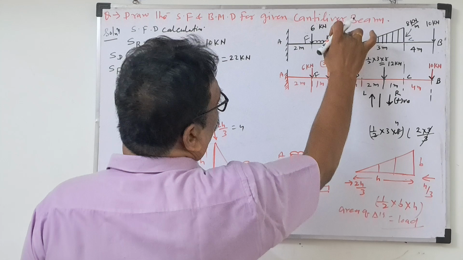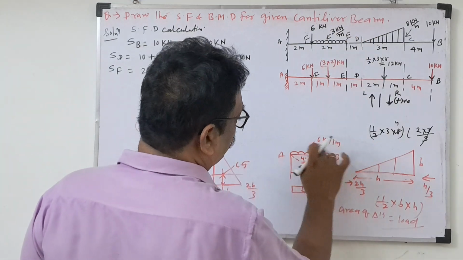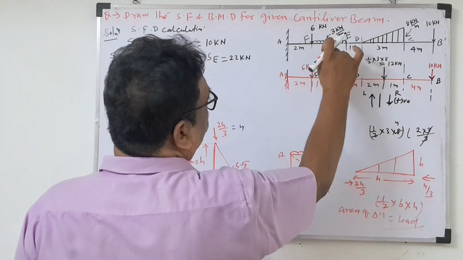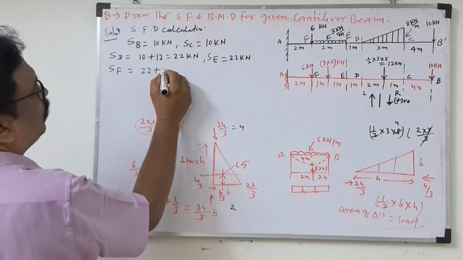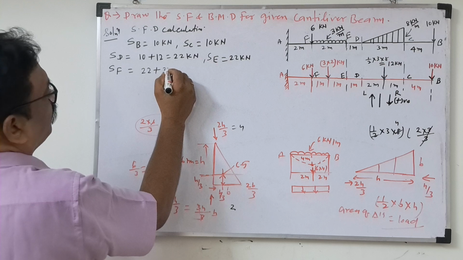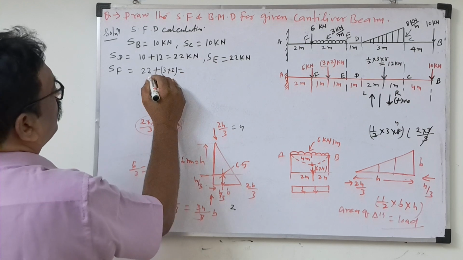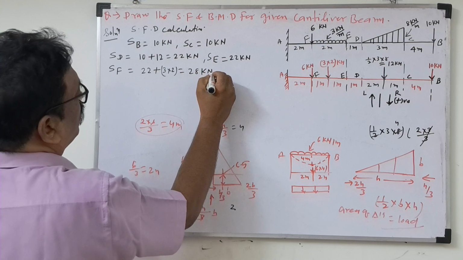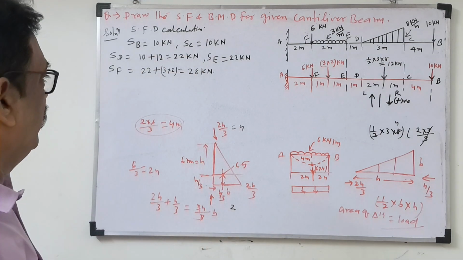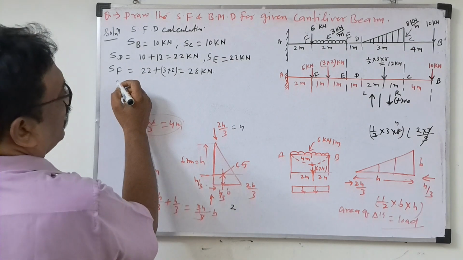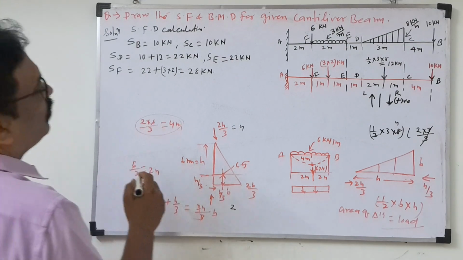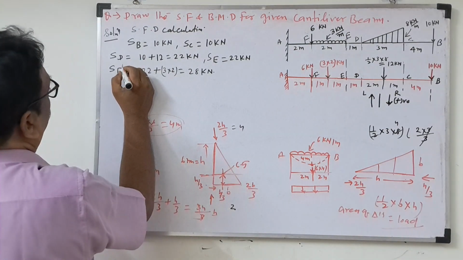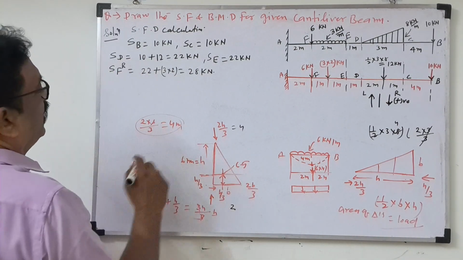So this load again you calculate. 3 into 2 load, 6, no? If your UDL is there, it is UDL value per unit length into length. So 3 into 2, this is the load. So 6, 28 kilonewton. What is this? Shear force at F. One more thing you remember here: shear force at F, R, I will write here. Then it will be 28.